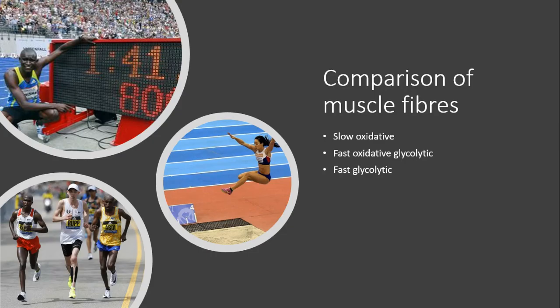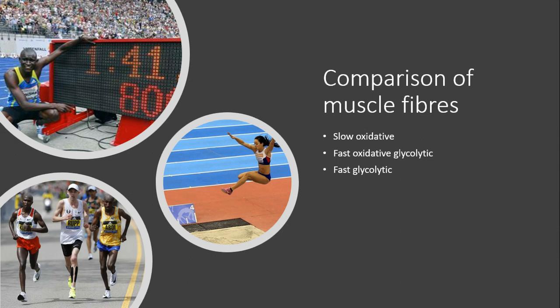There are differences and similarities in the characteristics and properties of the different types of muscle fibers. Slow oxidative and fast glycolytic muscle fiber characteristics and properties are the polar opposite of each other. Slow oxidative muscle fibers have a slow speed of contraction, but their fatigue rate is low, meaning that the muscle fibers can keep contracting for long periods of time.